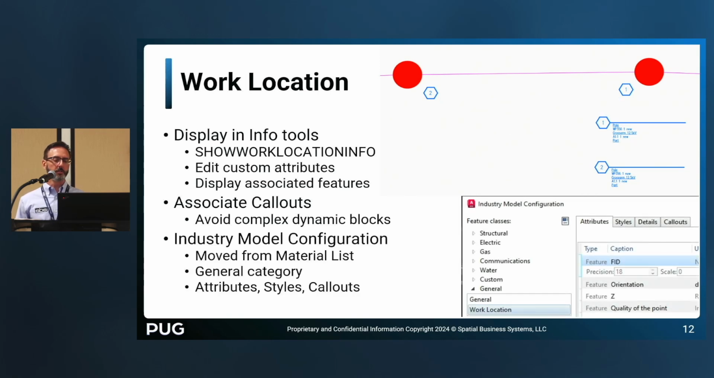This means that the work location also has been moved slightly in the configuration. The underlying data is all the same. Your underlying configuration is the same. It's just displayed in a different place. Instead of being displayed in the material list configuration, it's now displayed like all other feature classes in the industry model configuration, and it'll be found under the general section. That's also where you can configure the alternate callout for it, and the styles and other information that you would have configured in the material list section. That's now in the industry model config.